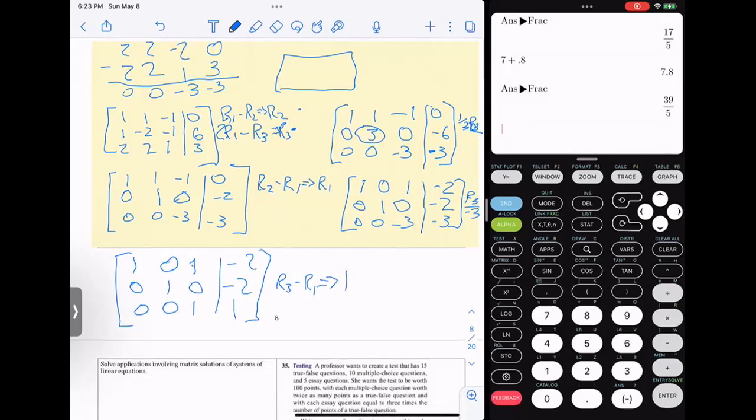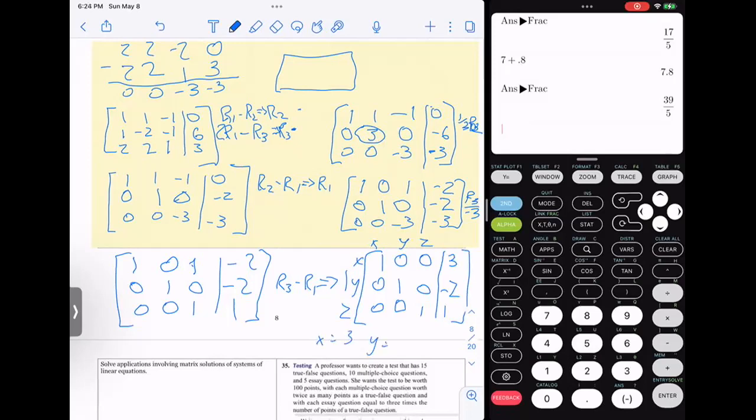So we have 1 minus 1. Everything else is going to stay the same. So that's where the 1 minus 1 comes in. Our bottom row stays the same. Our middle row stays the same. Then we have 1 minus -2, which would be 3. So our answers, we'd interpret this as our x, our y, and our z. Or I like to write x, y, and z over here. So x is equal to 3, y is equal to -2, and z is equal to 1.